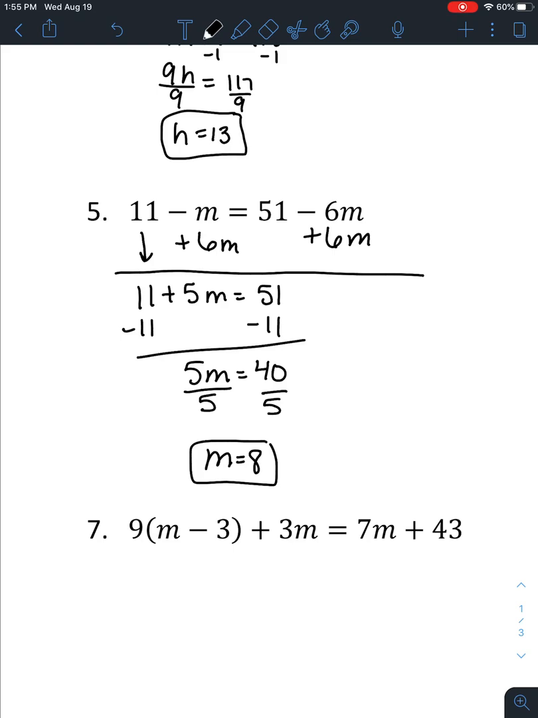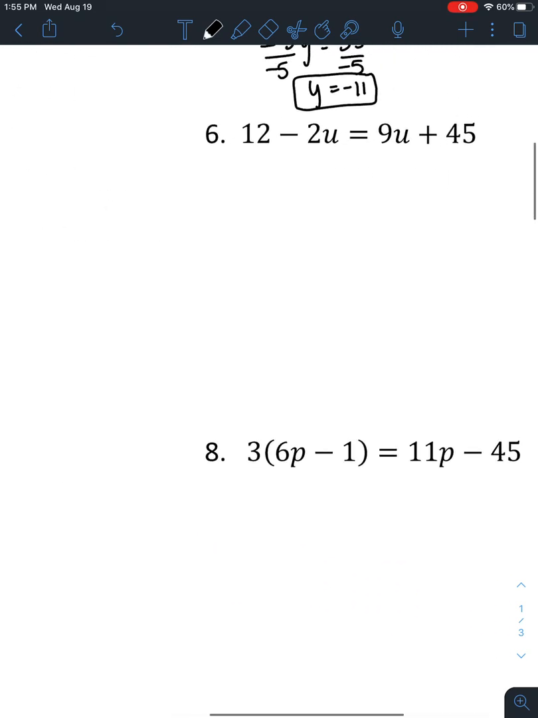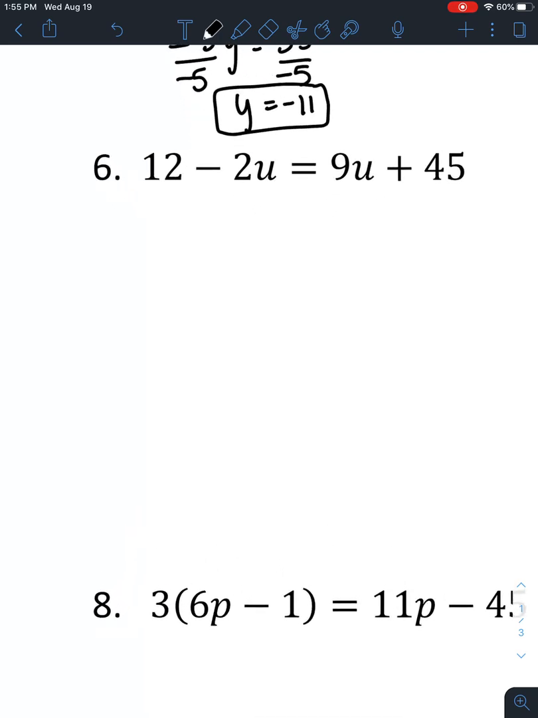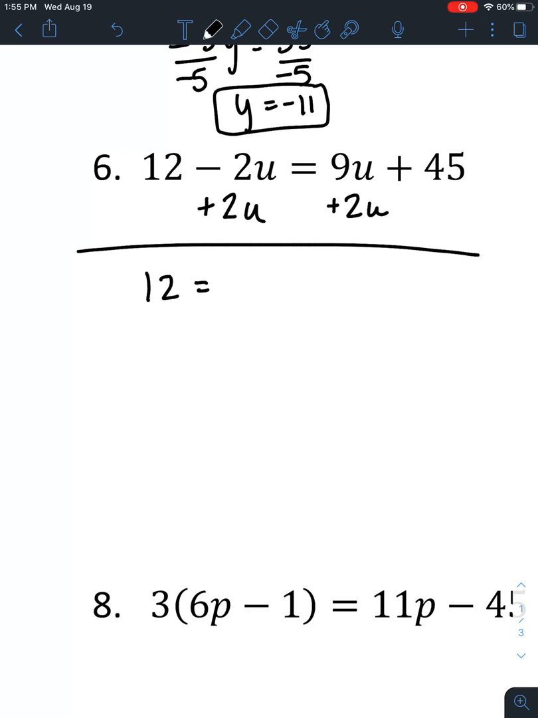All right, number 6, here we come. So again, same kind of idea, same setup. I want to move my smaller one. So here my smaller one would be -2u. So I'm going to add 2u to both sides. Bring down my 12. So 12 equals 9 plus 2 is 11u plus 45. 45 is being added, so I'm going to minus 45 to both sides.